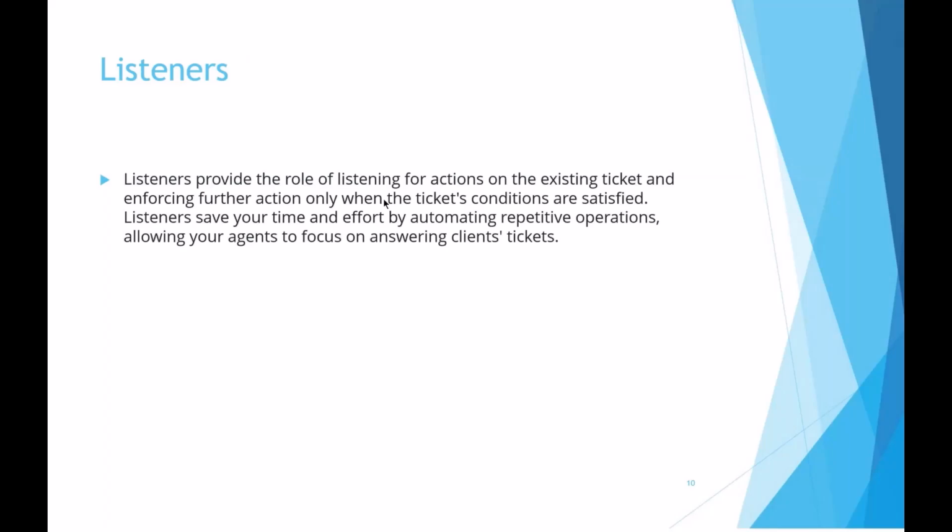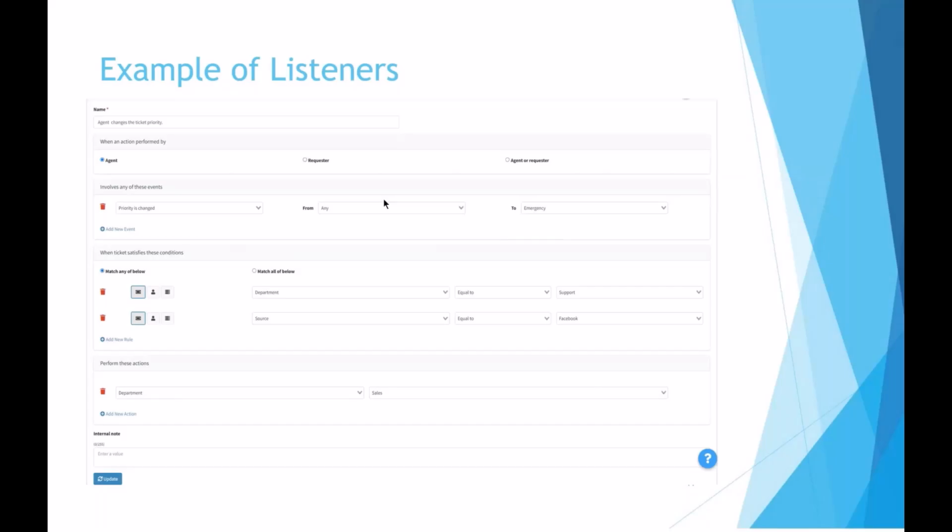So listeners actually provide the role of listening for the actions on the existing tickets that are already present in the system, and when those conditions are satisfied, actions would be performed. So by using this, instead of repeating a particular action, you can actually use a listener, which will save your time and effort in answering and handling the client queries. Over here, I have created an example of a listener where an agent changes the ticket priority.